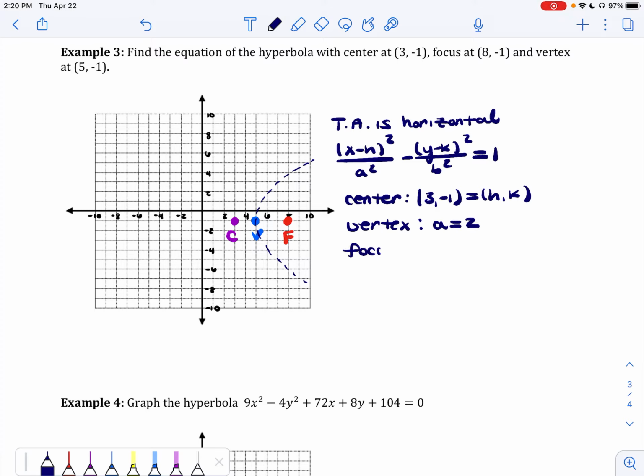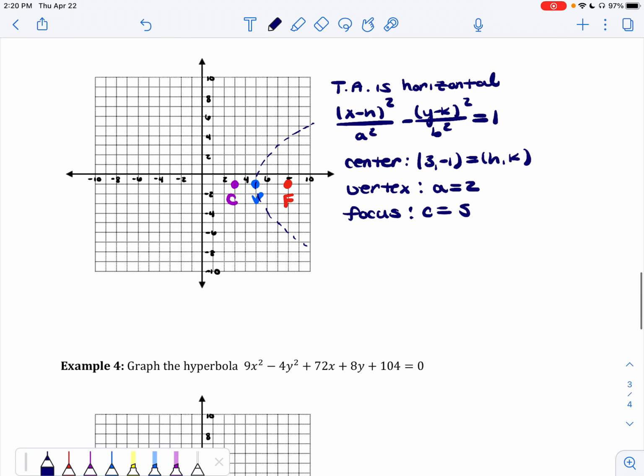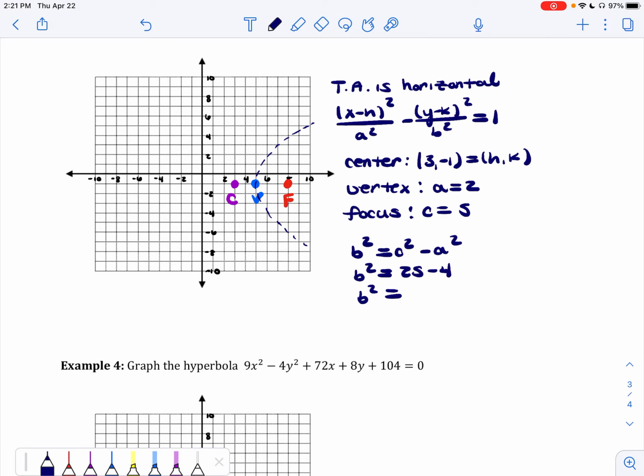The focus is going to help us find the c value, because we know that the distance from the center to the focus is equal to c. That's going to be 1, 2, 3, 4, 5 units. So c is 5. The last thing we need to find is b. For that, we can use our formula: b squared is equal to c squared minus a squared. So b squared is equal to 25 minus 4, or b squared is equal to 21.